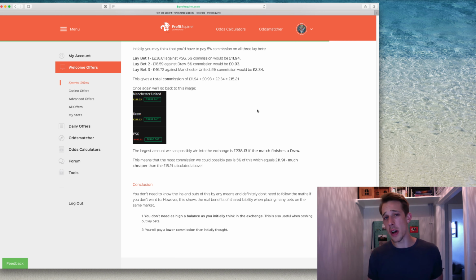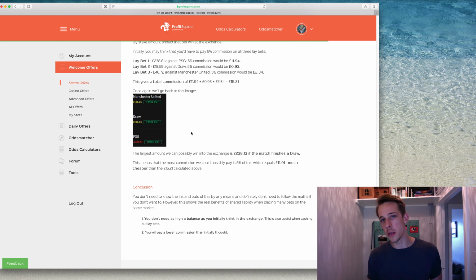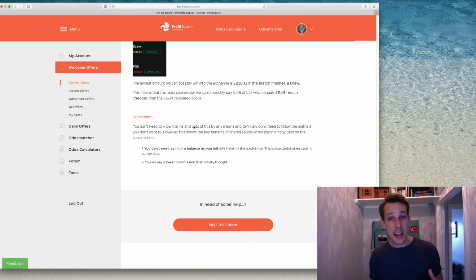Basically, you don't need to work this stuff out every single time. You can allow the exchange to do it for you, but it's just useful to know the mechanics behind it so you kind of get an idea of what's happened in the exchange. So that's essentially it. In summary, you need less cash in an exchange, you will pay less commission, and it is cheaper to do any cash out or correct any mistakes should you need to do so.